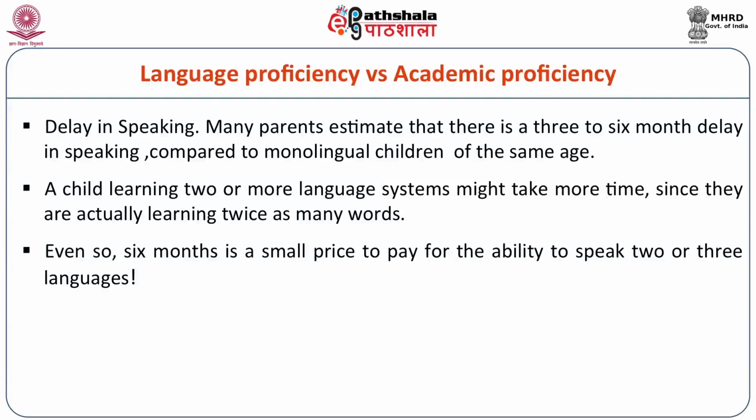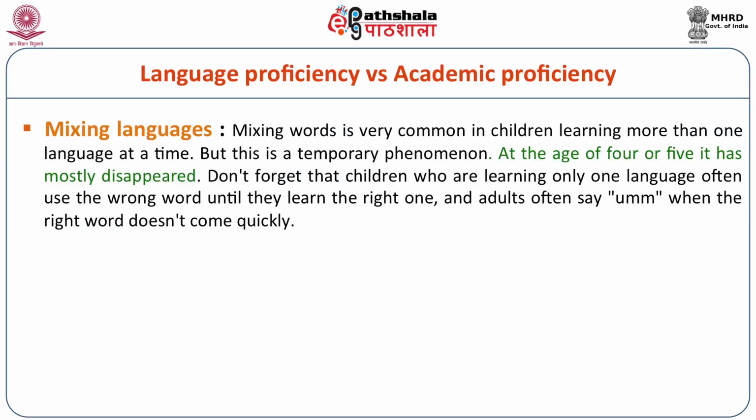Delay in speaking and mixing the languages are other common things. Mixing words is very common. At the age of 4 or 5, it has mostly disappeared. But don't forget, children who are learning only one language often use the wrong word until they learn the right one. And adults often do the same when the right word doesn't come quickly. They try to fill those gaps.